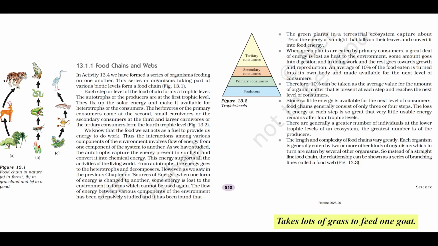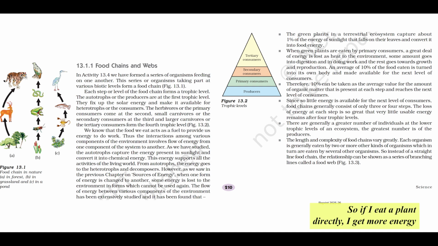It takes lots of grass to feed one goat, lots of goats to feed one tiger, metaphorically. Precisely. The number of individuals and the total biomass, living weight, generally decreases as you go up the trophic levels. You need a massive base to support the top. It's all about energy availability. That 10% rule really dictates the whole structure.